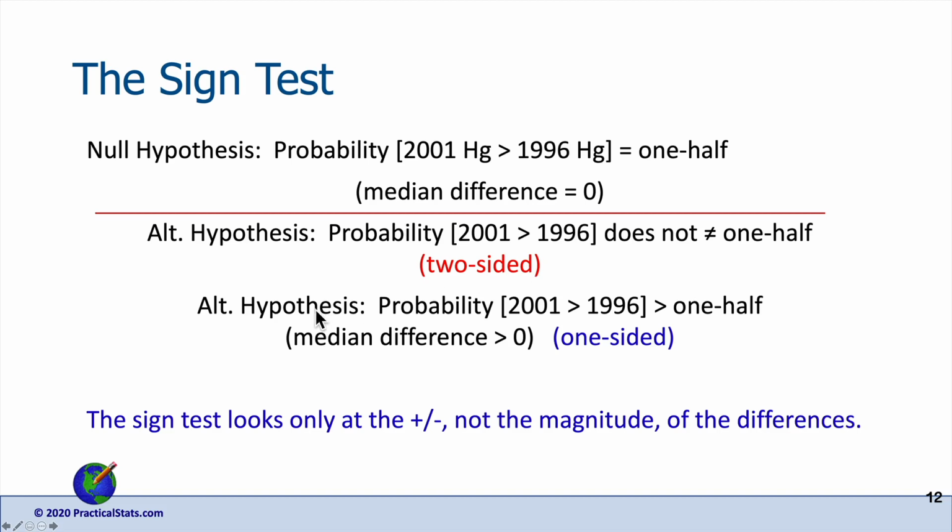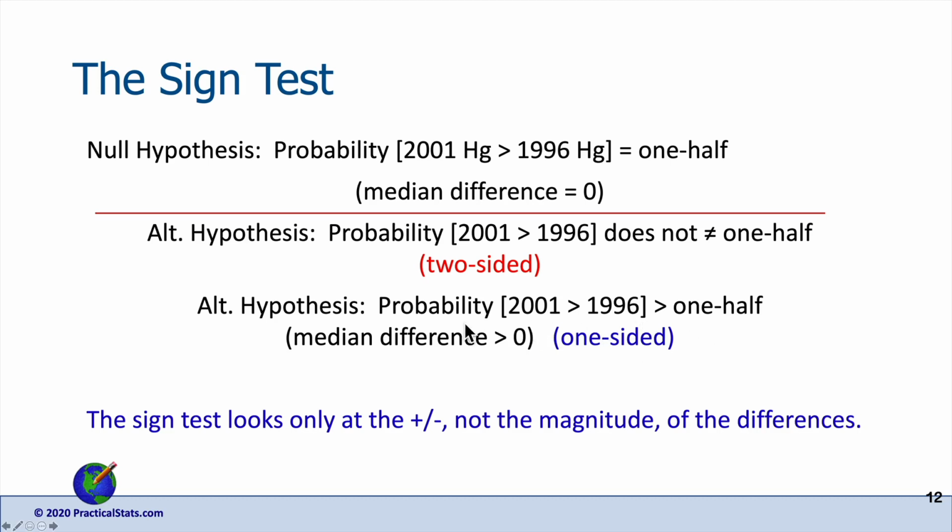Alternatively, you could specify a single direction and say I'm only interested in the case where 2001 were higher than 1996. That's called a one-sided test in statistics. When would you do that? When you had some pre-knowledge or expectation of what the direction might be that you're interested in, and you have no interest in the other direction, because this test is going to completely ignore any evidence that 1996 was higher than 2001. So you only do this based on the objectives that you have.